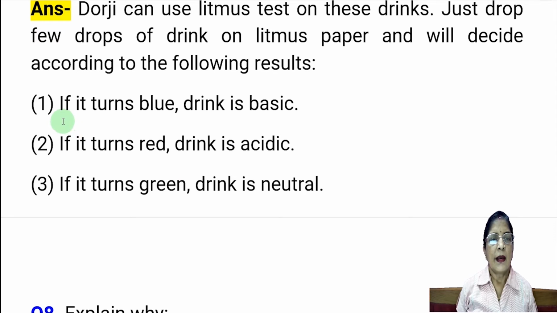First result: if it turns blue, the drink is basic. Second result: if it turns red, the drink is acidic. Third result: if it turns green, the drink is neutral.